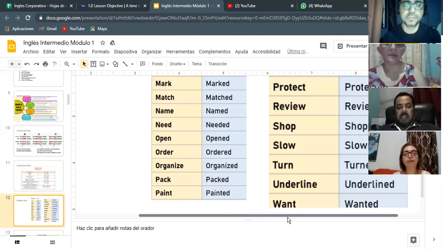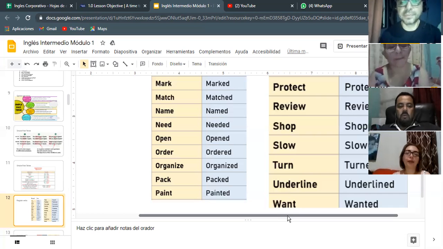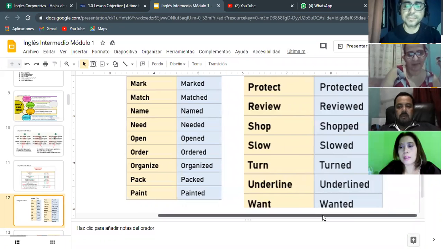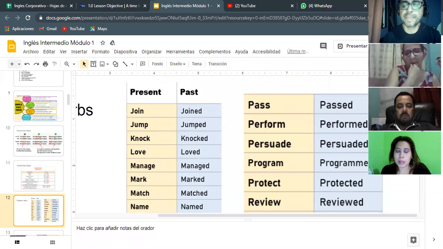Need, needed. Open, opened. Order, ordered. Organize, organized. Pack, packed. Paint, painted. Pass, passed.